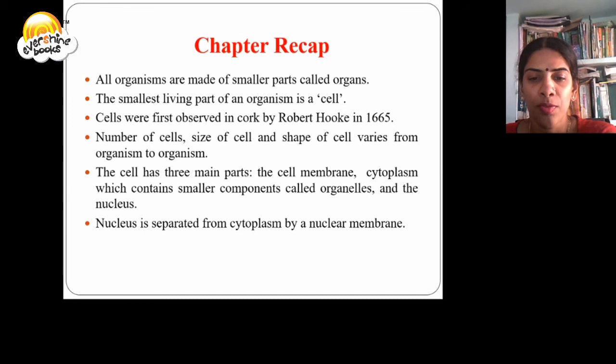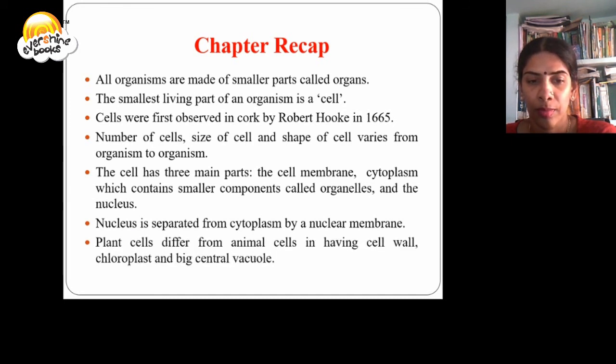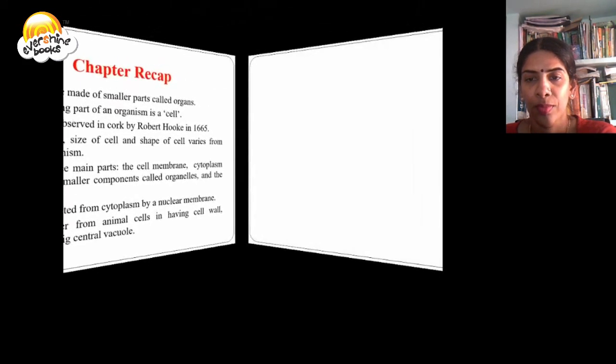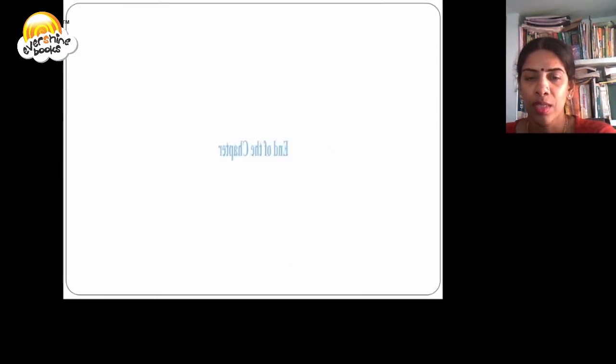Nucleus is separated from cytoplasm by a nuclear membrane. Plant cells differ from the animal cell in having a cell wall, chloroplast, and a big central vacuole. This ends the chapter.